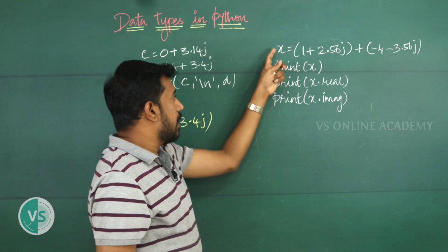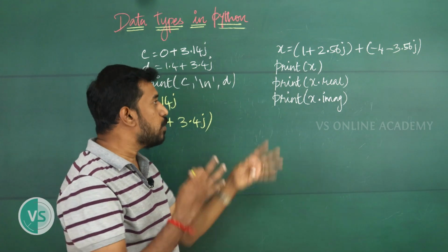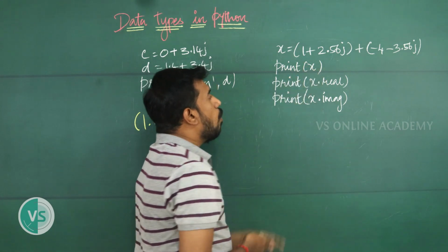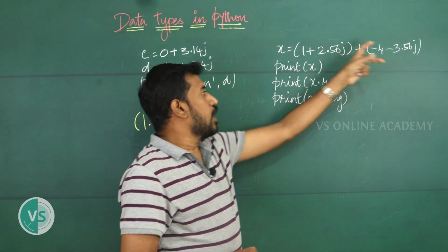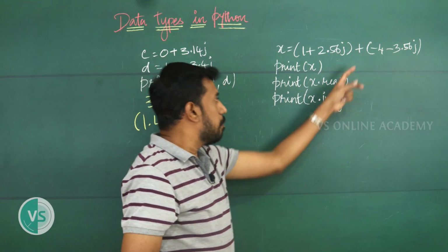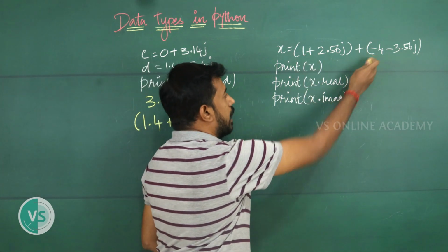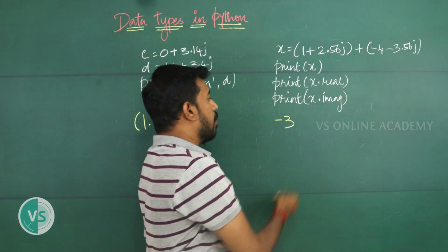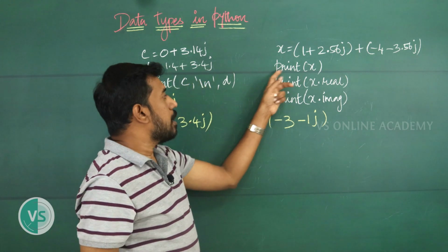Take another look. The x variable has two complex numbers. We are going to sum up the given two complex numbers. If we try to print x, what's going to happen? As per this print statement, it will do the arithmetic calculation: 1 plus 2.5j plus minus 4 minus 3.5j. What will happen? 1 minus 4 is minus 3, and 2.5 minus 3.5 is minus 1j. This is the output of the print statement.